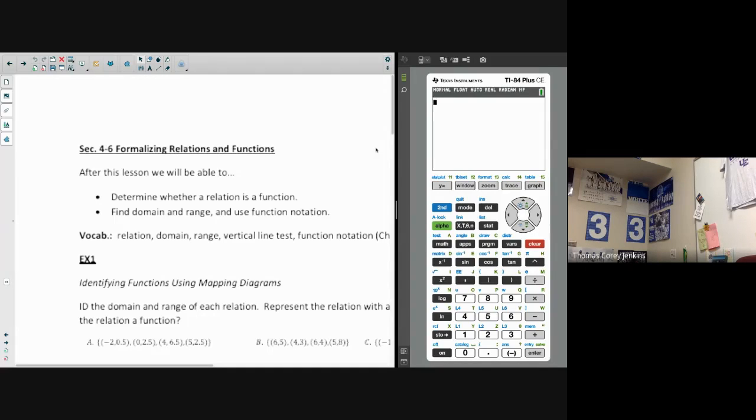Your learning targets for this lesson are that I can determine whether a relation is a function, so identifying functions, and then finding domain and range and using function notation. Some vocab words that you might hear: relation, domain, range, vertical line test, and function notation, which we mentioned on yesterday's extra practice activity.